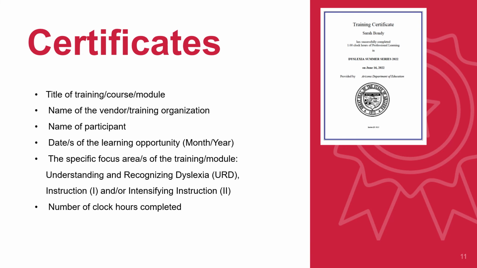All certificates uploaded in this section of the literacy plan must be official vendor-branded certificates and include the following requirements: title of training course or module, name of the vendor or training organization, name of participant, date or dates of the learning opportunity, the specific focus area or areas of the training or module, and the number of clock hours completed. Other miscellaneous documents or school-created certificates will not be accepted.